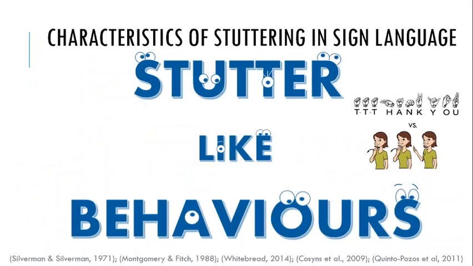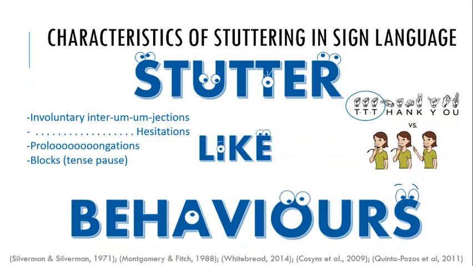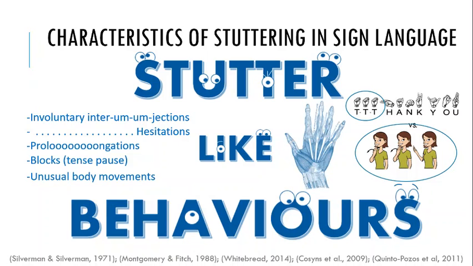Despite the differences in results across research on the effects of stuttering-like behaviors on sign language, all studies found that the most common stutter-like behaviors in deaf users of sign language are repetitions of signs and initial letter in fingerspelling, involuntary interjections, hesitations, prolongations, blocks, poor sign fluidity, unusual body movements, and increased muscular tension.